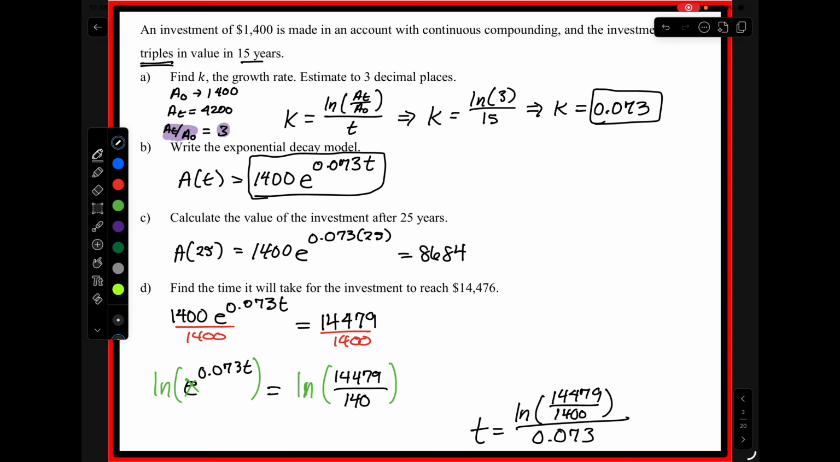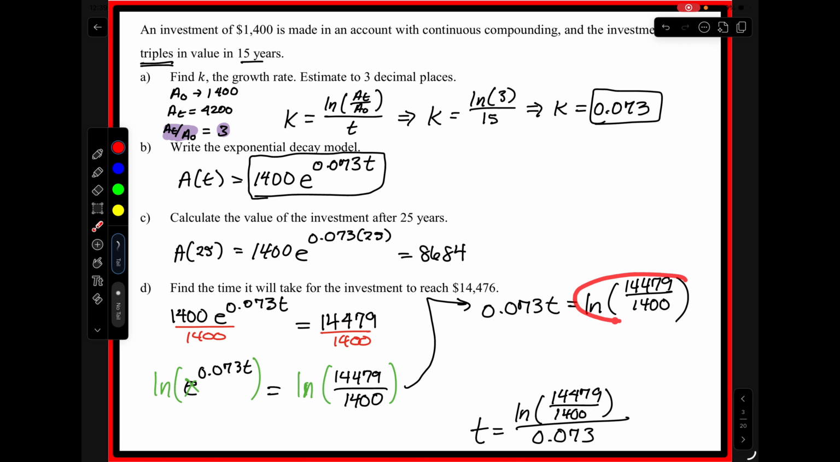So that's going to leave us with the exponent of 0.073t, and it equals to the natural log of 14,479 divided by 1,400, 4 double zeros. So you see, this is that. The only thing left to do is how to get that number.